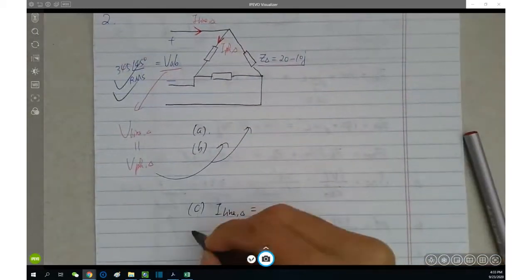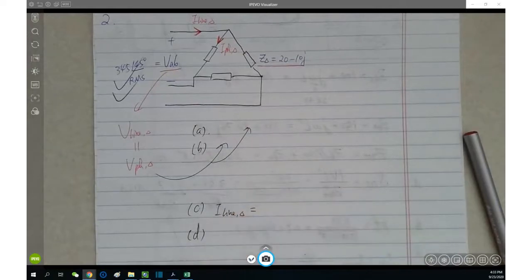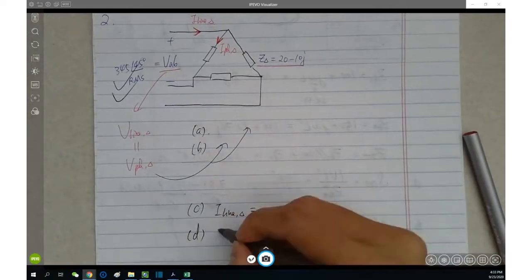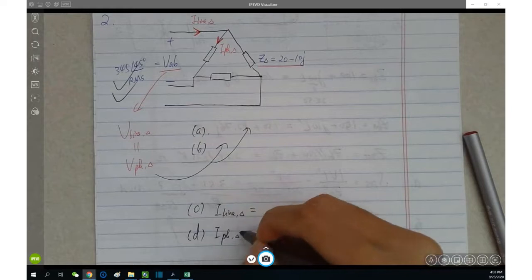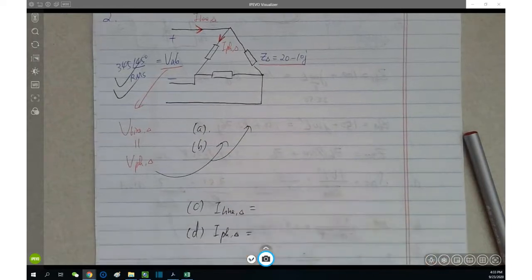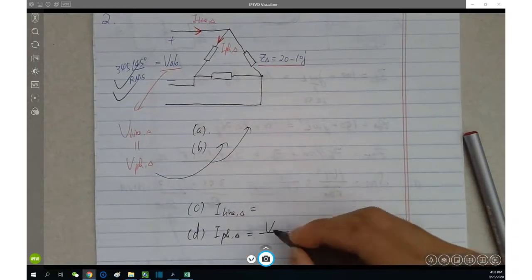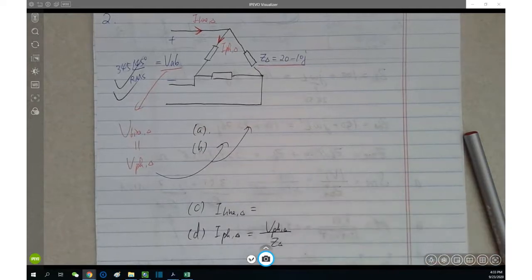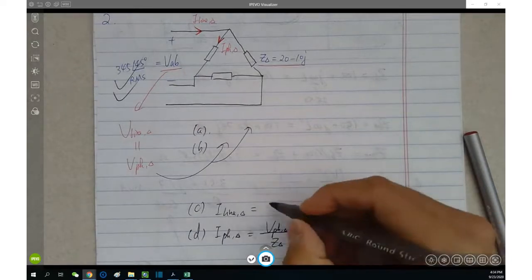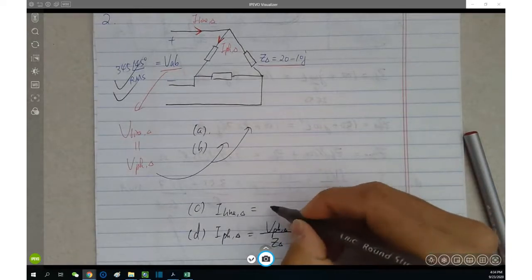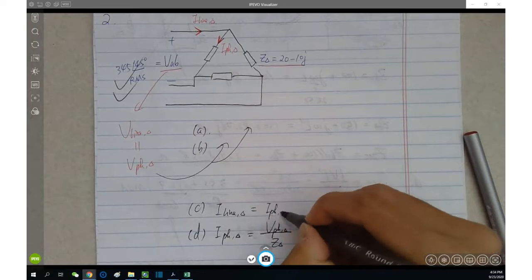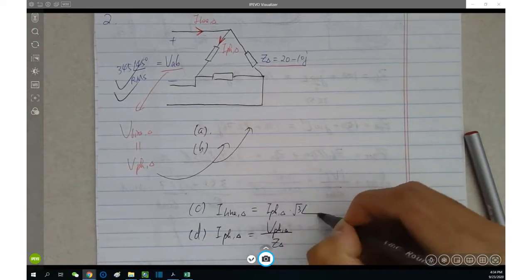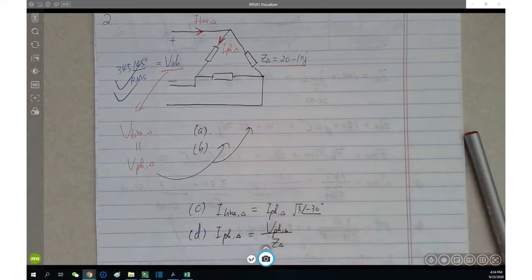So if you come down, you will see actually phase current of the delta is much easier to find. It's just simply because of the Ohm's law, isn't it? And then go back to line current of the delta, which is equal to a phase current of delta times square root of 3 angle negative 30 degree. Done. One Ohm's law.